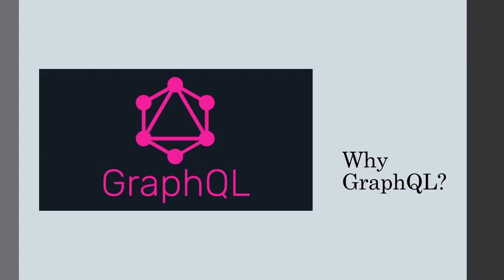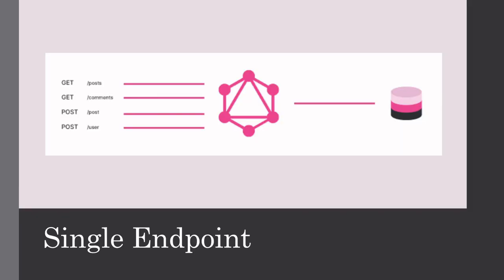What does it provide us? Let's see. In this example, as you can see, between our request and database, we have a single endpoint. This is the entity provided to us by GraphQL, so we don't need a lot of endpoints here. With GraphQL we only get one endpoint, and we can get as much data as we want in a single request.